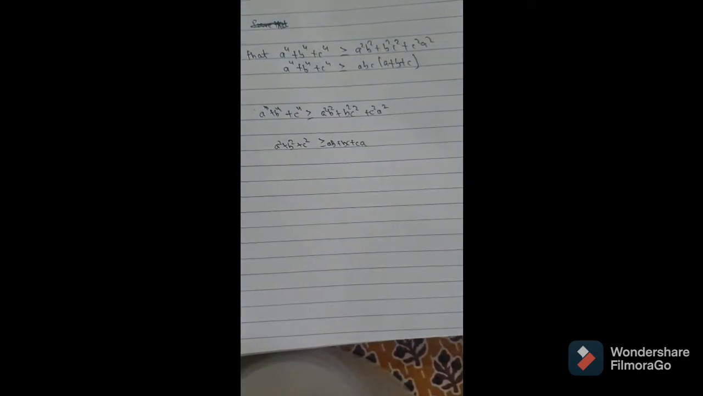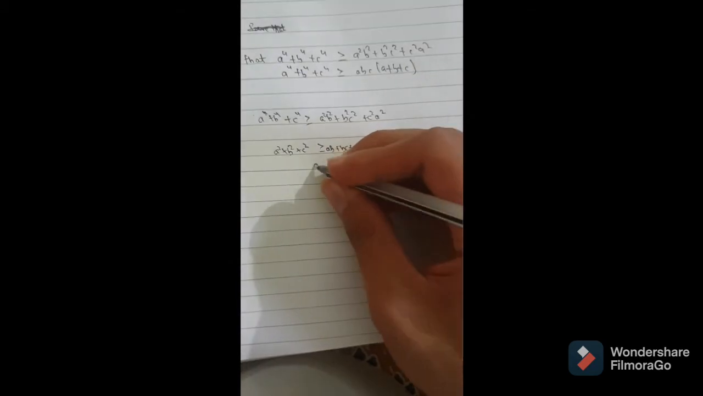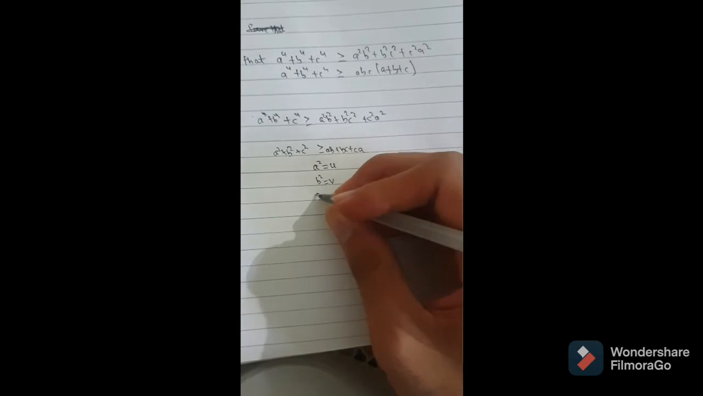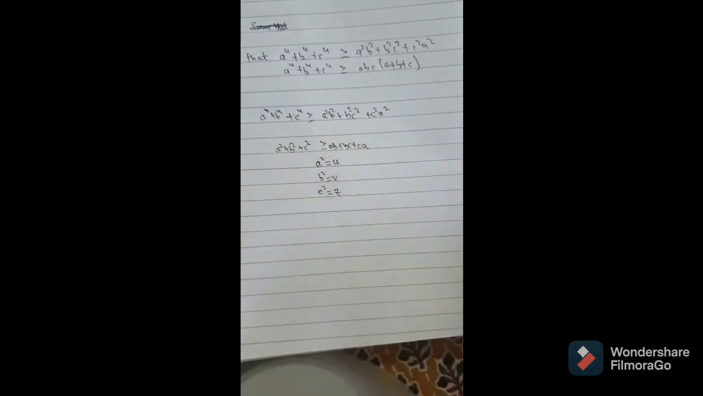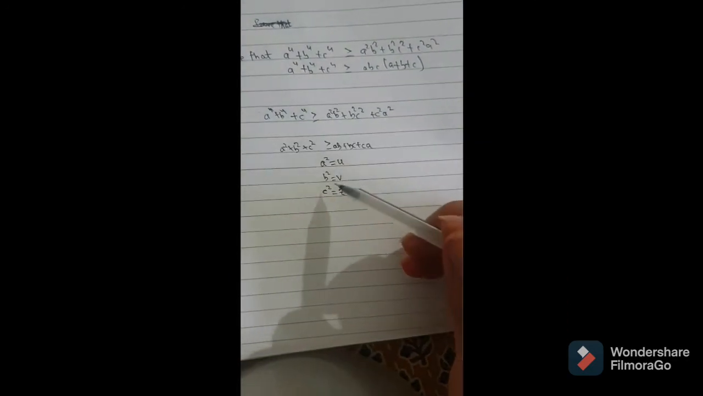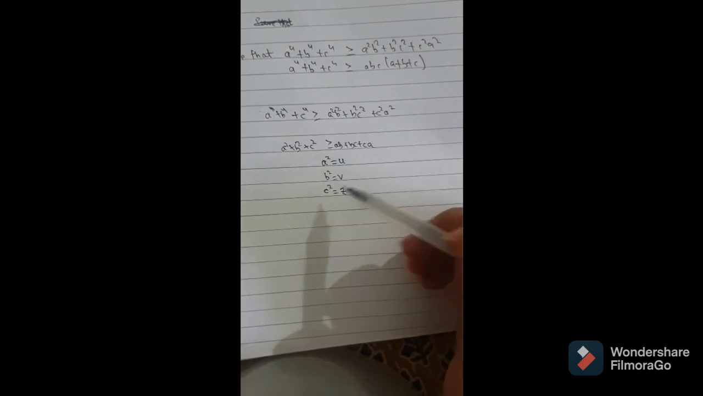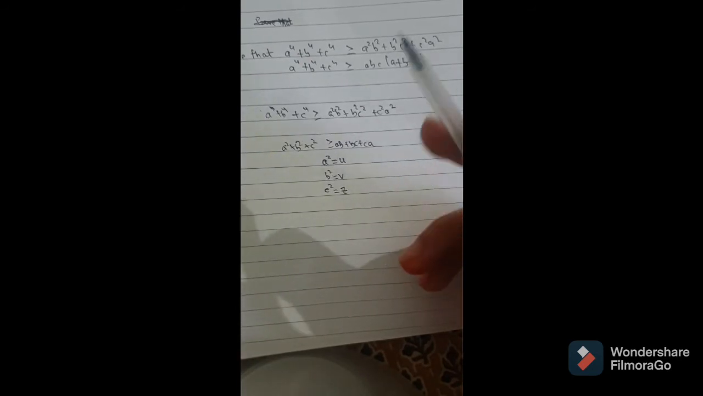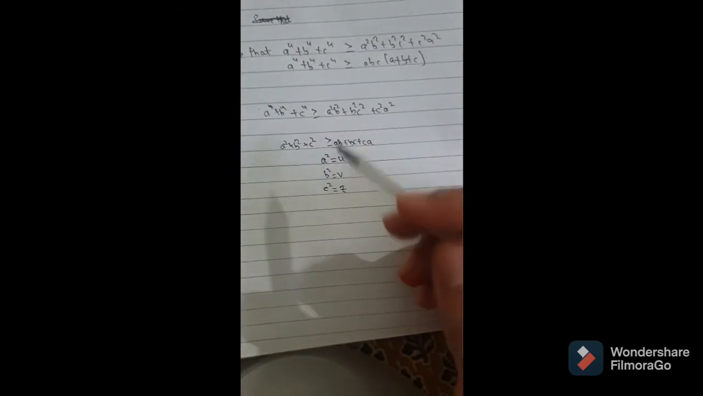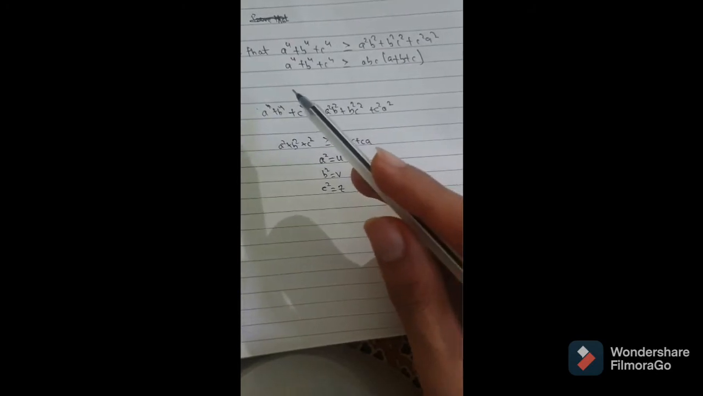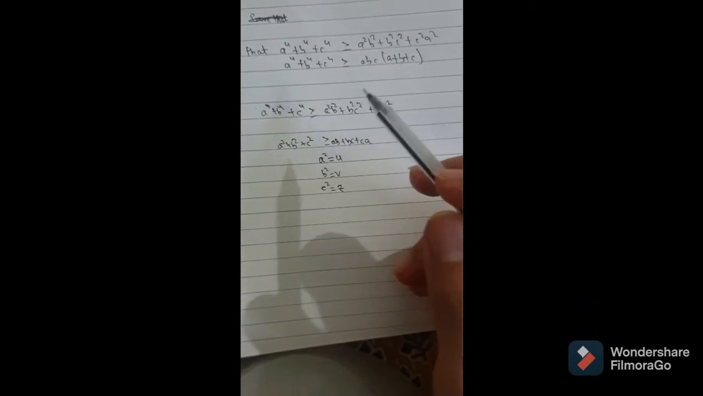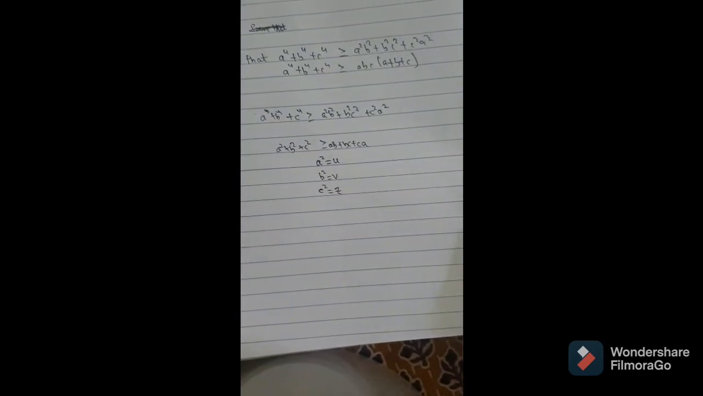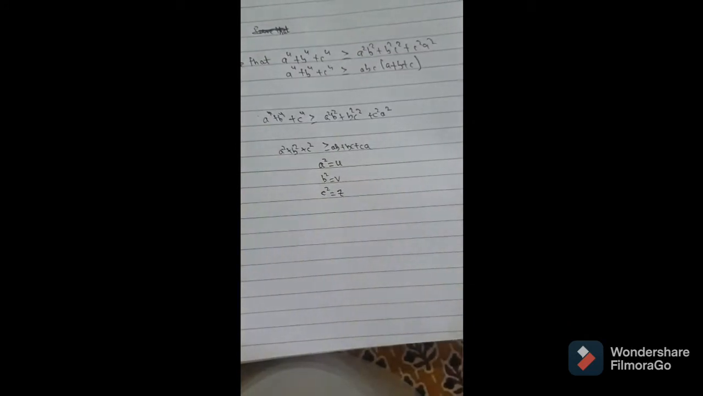So what you observe is that if we put a square equal to u, b square equal to v and c square equal to z, so a power 4 equals u square, b power 4 is v square, c power 4 is z square, which will be greater than or equal to uv plus vz plus uz, which is a square b square plus b square c square plus c square a square. This is the basic application.